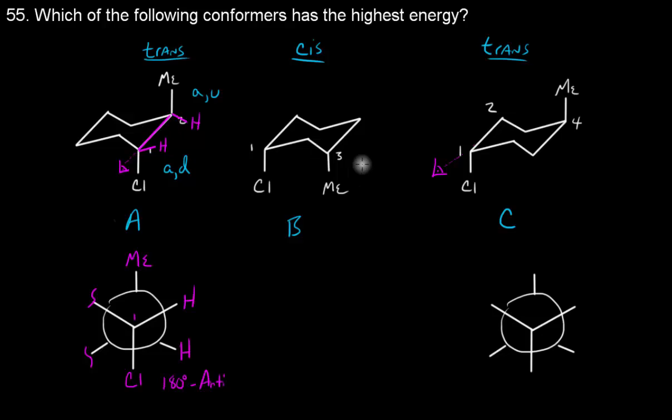Okay. So now let's do the exact same thing, and let's compare this to C. So again, for C, we're going to be looking down this carbon 1 to carbon 2 bond. And let's go ahead and draw in all of our other atoms.